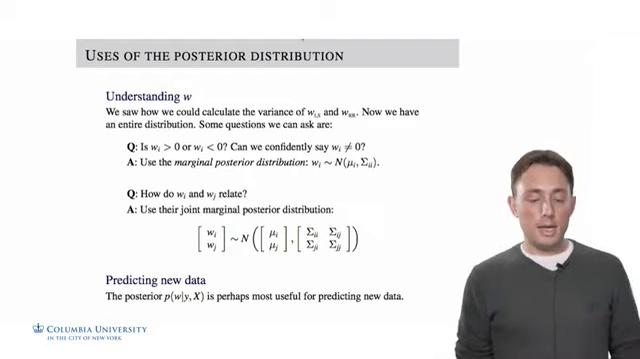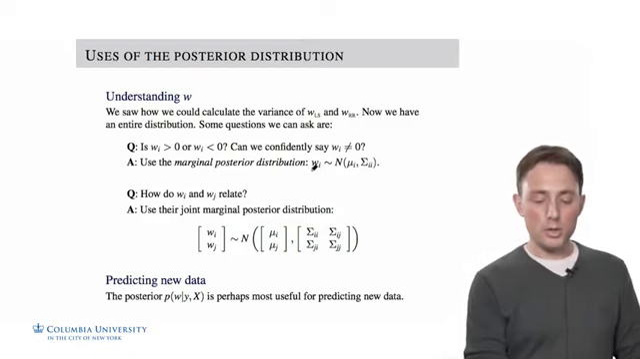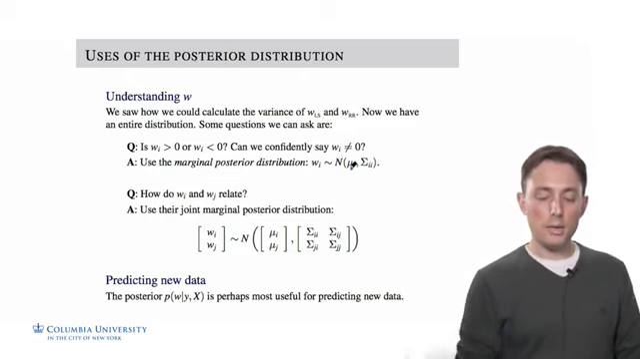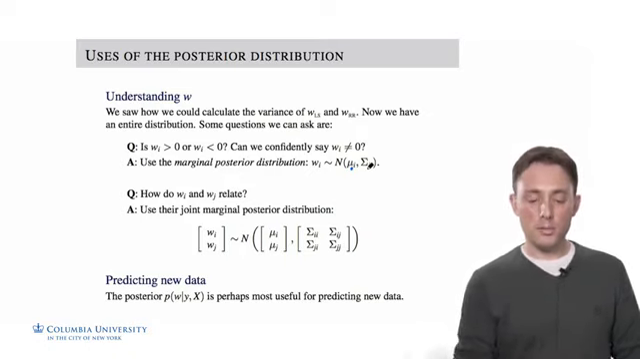Or can we confidently say that Wi is non-zero? All of these can be calculated using the marginal distribution on the ith dimension of W, which under the posterior is just a univariate Gaussian with mean equal to mu i, the ith dimension of the mean, and variance equal to the ith diagonal element of the covariance matrix Sigma. So this is something that we can show.